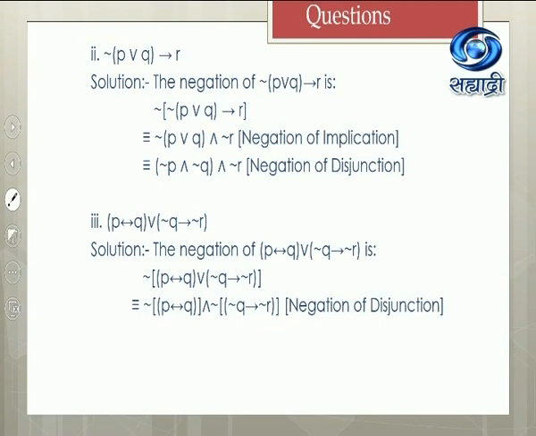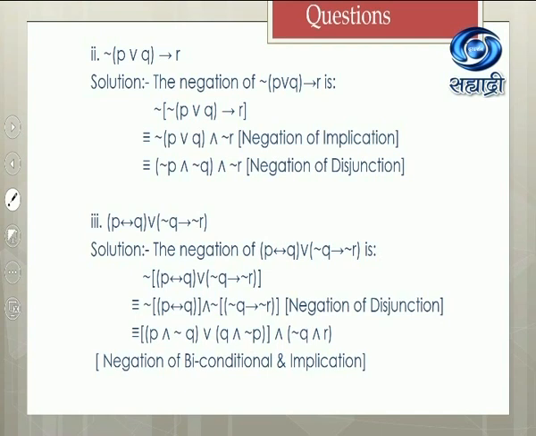So now we will open the bracket one by one, and here we have written negation of disjunction, because disjunction has become conjunction. So P and negation Q or Q and negation P, because of the negation of biconditional, and then this is Q, negation of Q and R, which is the negation of implication. So the reasons are negation of biconditional and implication both.